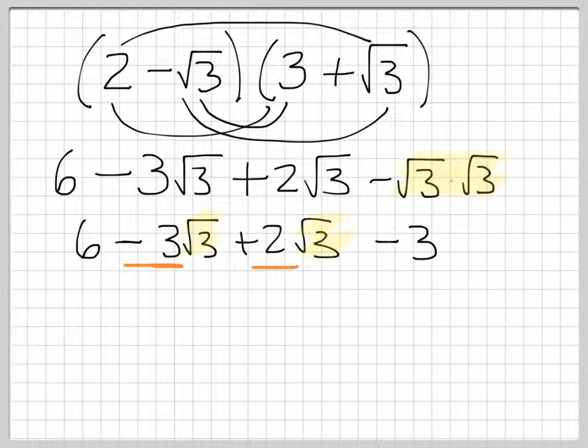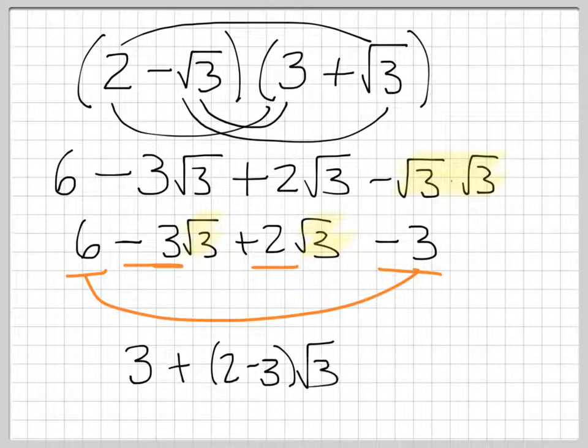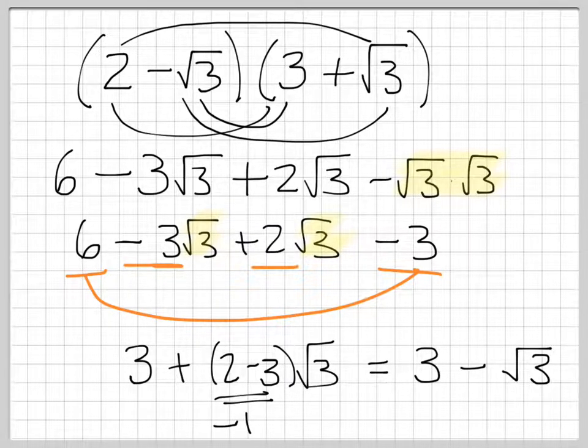And so also 6 and 3 are both just integers, so we can go ahead and combine them too. We get 6 minus 3, which is 3, plus 2 minus 3 radical 3, which is 3 minus radical 3, because that is negative 1. And so we multiplied these two things, and we just got 3 minus radical 3.